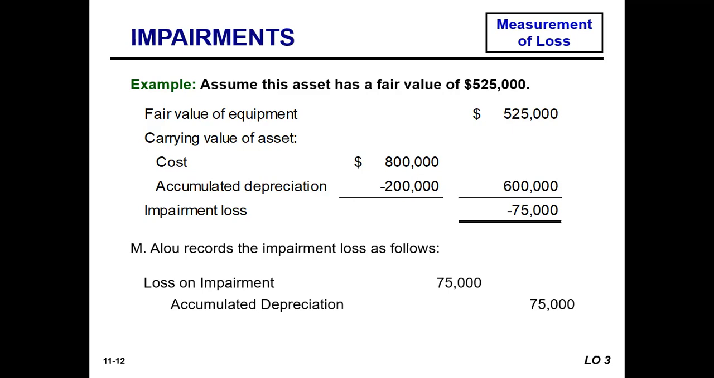And on this example now, it's showing us on the previous slide, if the fair value of the equipment is 580,000, we would have had a $20,000 impairment. But on this one, it's saying assume this asset has a fair value of 525. Again, if we have a book value of 600 and it has a fair value of 525, then that's a $75,000 difference, right?